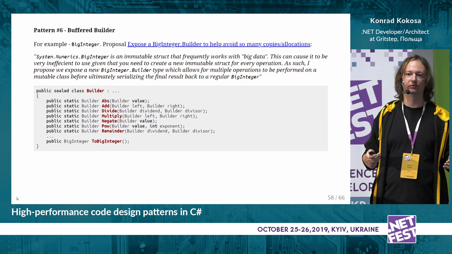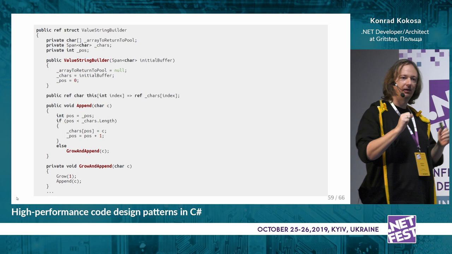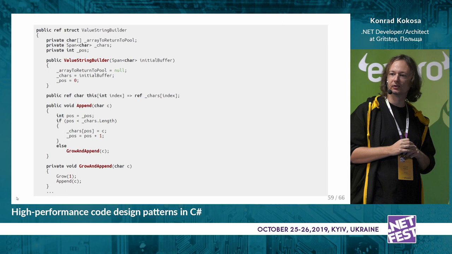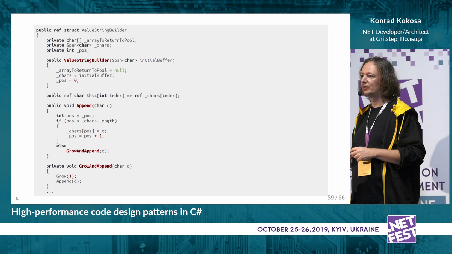And here is also an example of a value string builder, my proposal of doing something on the stack. I don't have time for describing everything here, but what is important for us is that it is a ref struct, which means it's a special new type of struct, which has this guarantee that it will always be on the stack. It will never be boxed, it will never happen on the managed heap. So we have this benefit, it will always be on the stack.